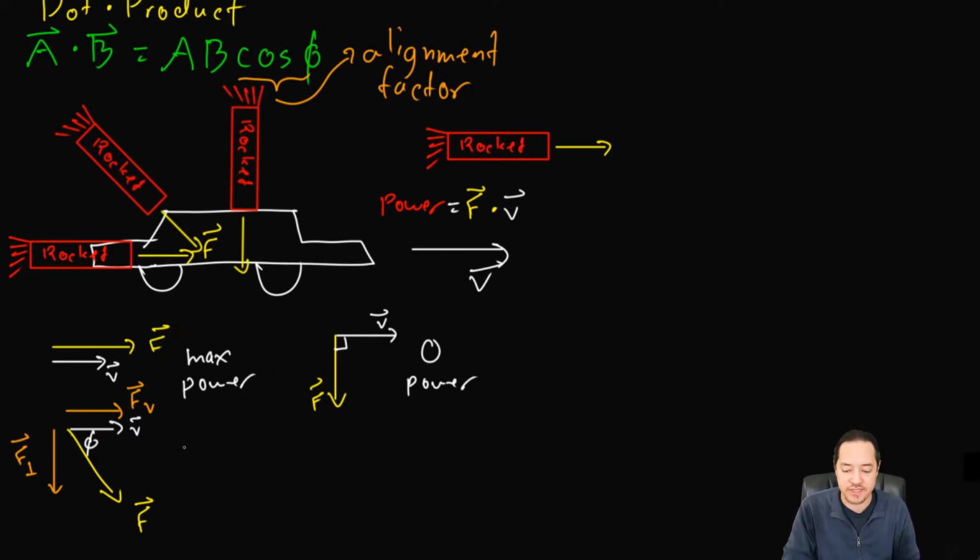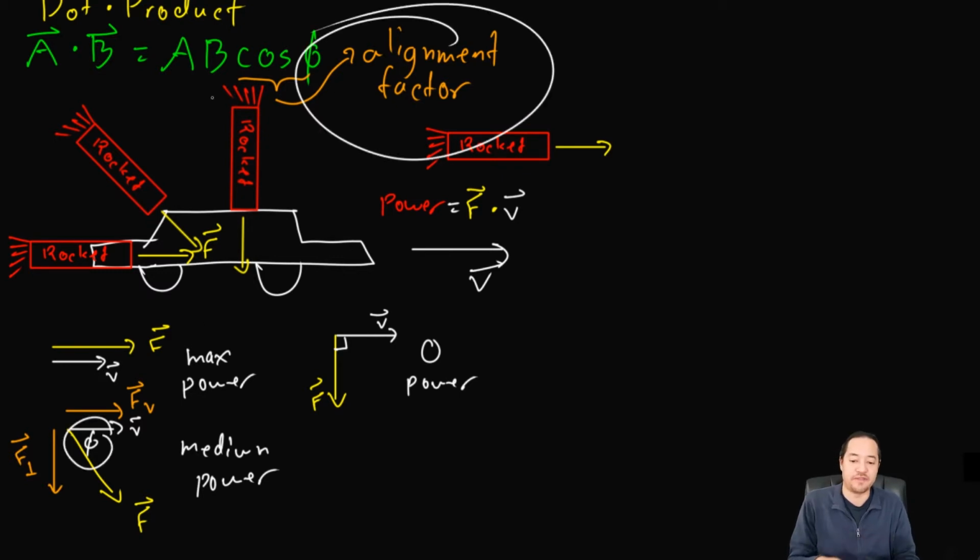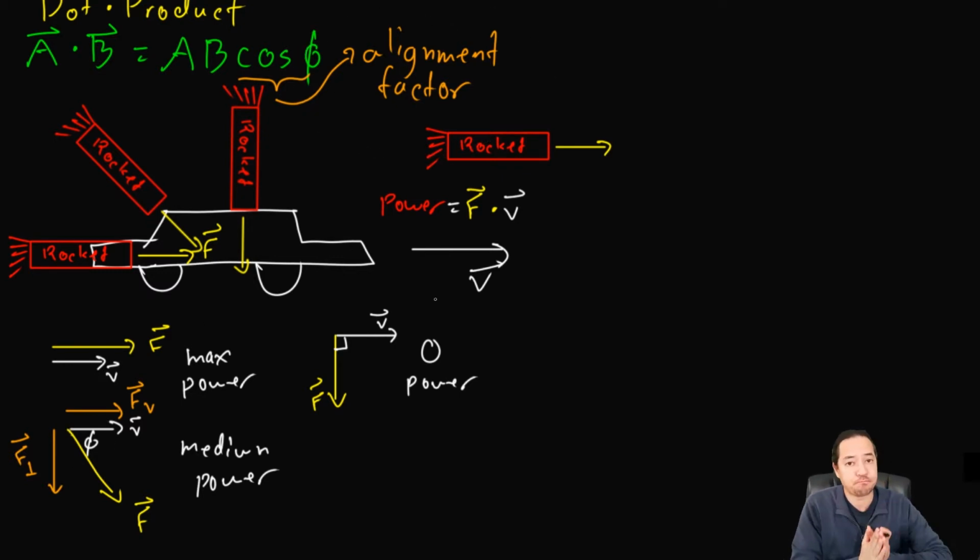Here you're going to be getting some medium amount of power, not the full amount, because the angle is not perfectly aligned. And whatever that amount is going to be, it's going to be scaled by this alignment factor from that angle phi. So this is the idea with a dot product, right? And when you think about dot products, you want to think about the more things are aligned, the more they boost each other, the more they multiply with each other. And if they're completely misaligned, then you're going to get 0 boost, 0 multiplication.